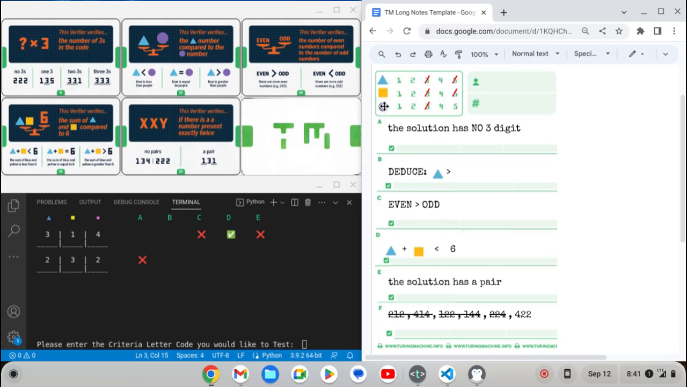Is larger than circle. Okay, and yeah, that looks like 4, 2, 2. So if our deduction is correct that triangle is larger than circle, then that would be the solution, 4, 2, 2.